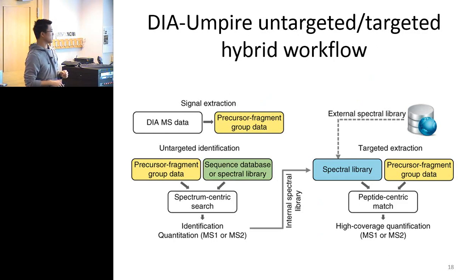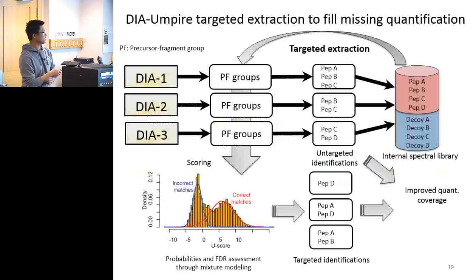So the way we deal with that is, when you have the 10 replicate experiments, you run them through DIA-Umpire and identify all the peptides for the different replicates. Then we can build the internal spectral library to do this targeted analysis. For example, here you have 3 DIA files, then you generate the pseudo mass spectra and do the untargeted identification using database search. So you have all those peptides identified. Then you can build an internal spectral library.